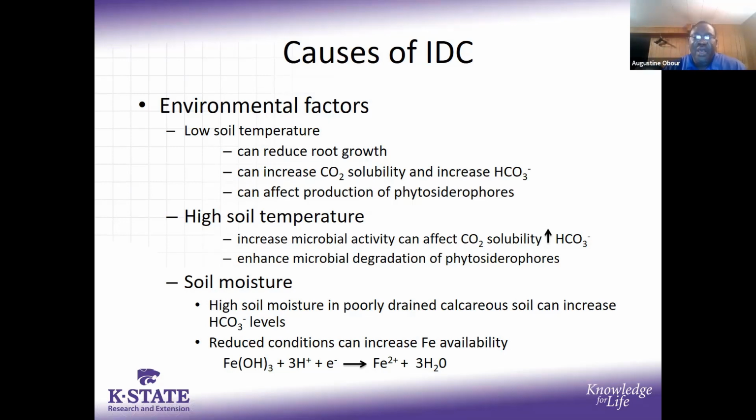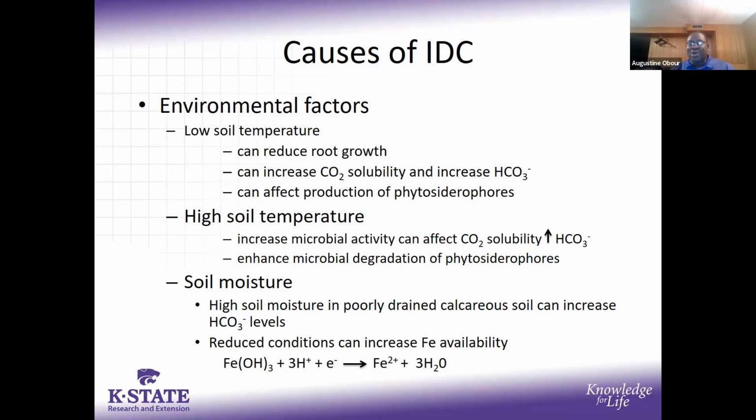Then low temperatures can also affect phytosiderophore formation. If phytosiderophore formation is impacted, then that can affect iron uptake by Strategy 2 plants. Then we also have high temperature conditions in the soil that can affect microbial activity. You have increased microbial activity, they will produce more CO2, and that can result in bicarbonate formation, and that can affect availability of iron.